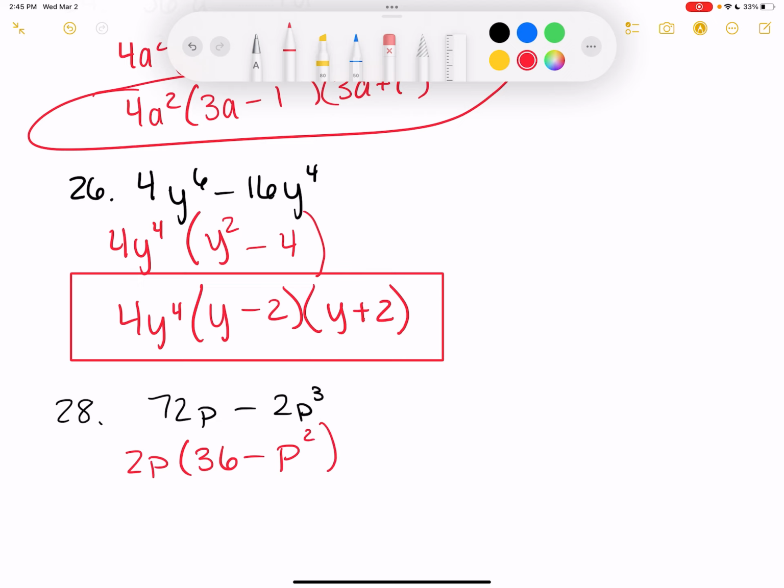Why are you laughing at me? Okay, good. What is this? Difference of squares. So what does that factor into? 6 minus p and then 6 plus p.